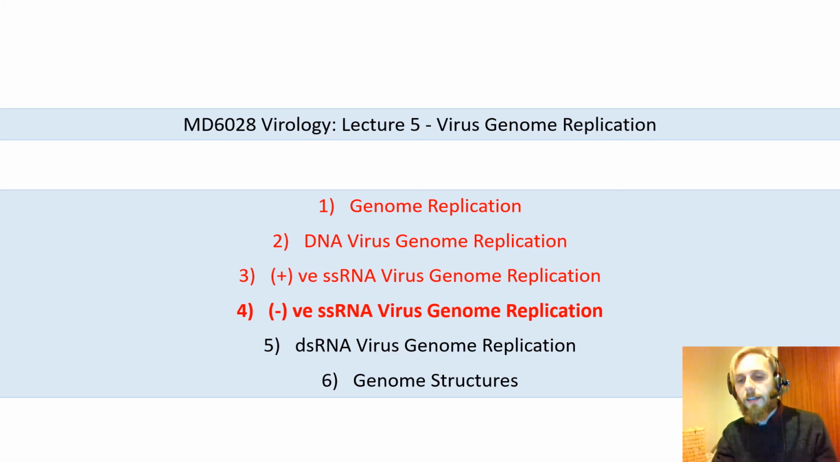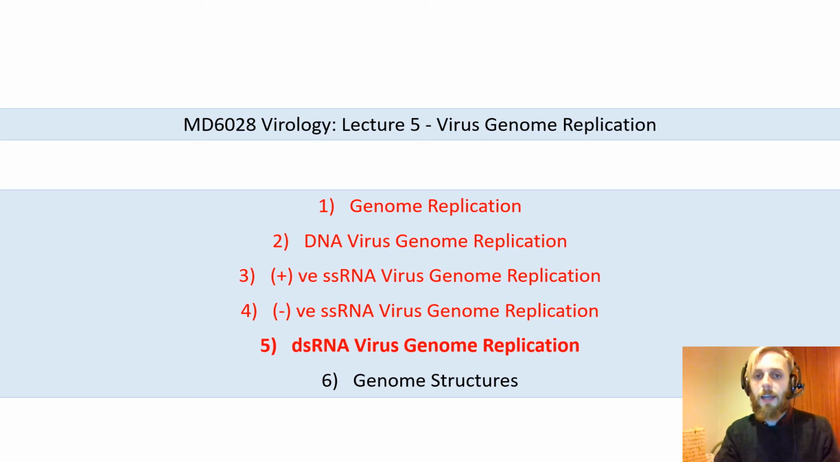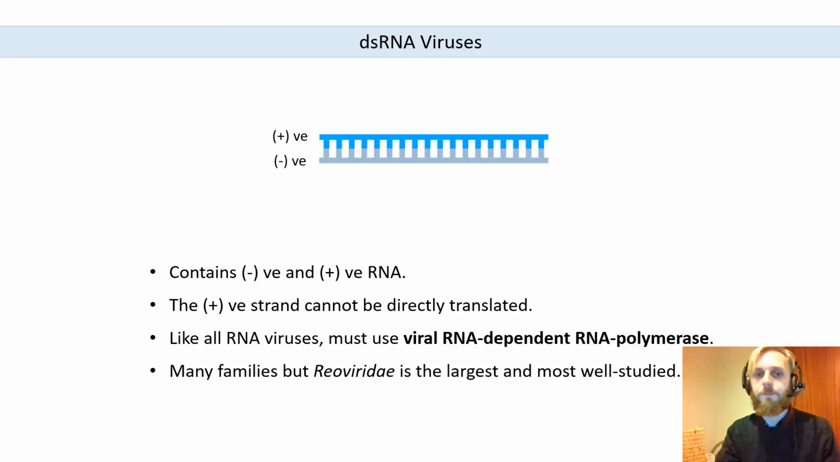So those are the negative sense single-stranded RNA viruses. Next, we want to go to the double-stranded RNA viruses. So we've talked about all the other groups so far, and logically where we're up to now is double-stranded RNA viruses. Again, these are viruses with a double-stranded RNA genome. Once again, this is what we're thinking about when we're talking about a double-stranded RNA genome.